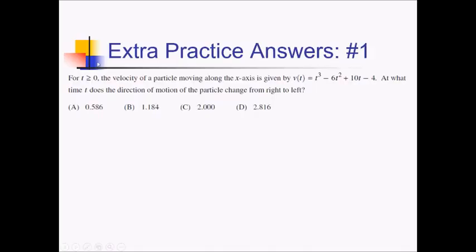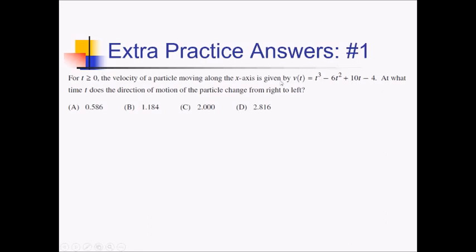For this one, for positive or zero time, the velocity of a particle moving along the x-axis is given by this v of t function. We want to know at what time the direction of motion of the particle changes from right to left. In general, when your velocity is positive, you're moving to the right. When velocity is negative, you're moving to the left.